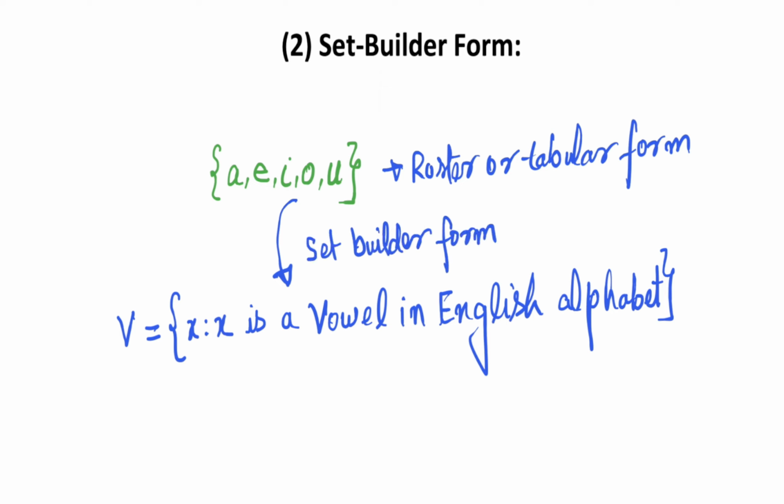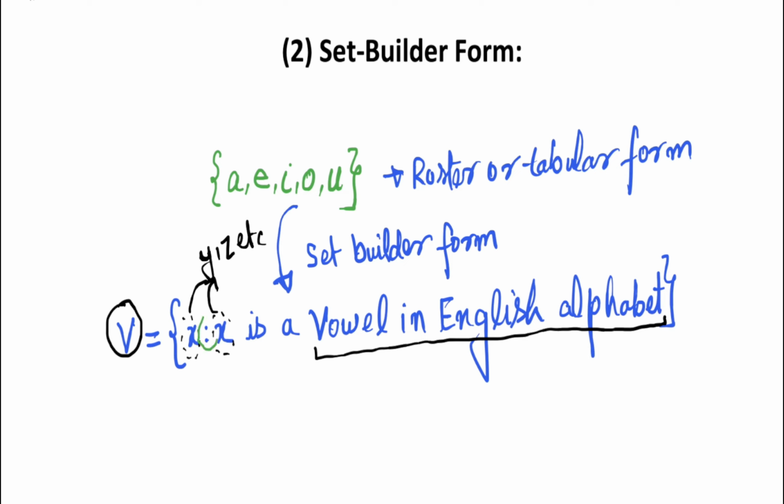Now we can observe that we are describing the elements of the set by using a symbol x. Can we write another symbol in place of x? Yes, of course we can. We can also write y or z, etc.